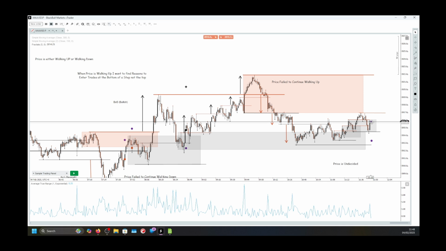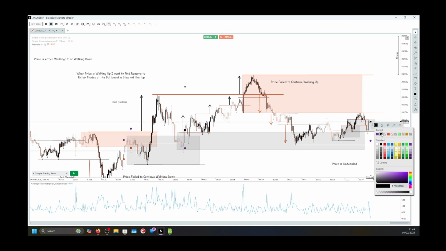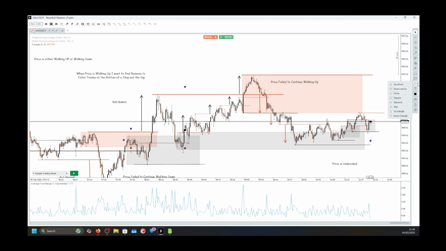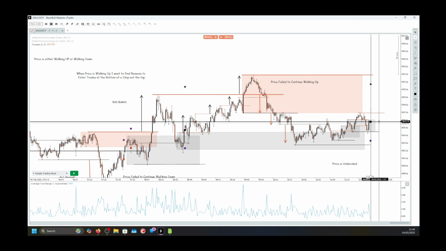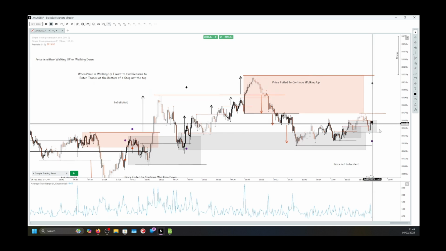Entry around there somewhere. My exit. Exit up around there somewhere.